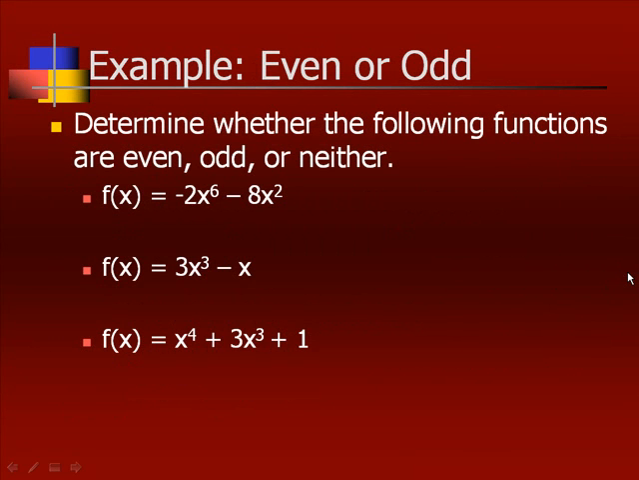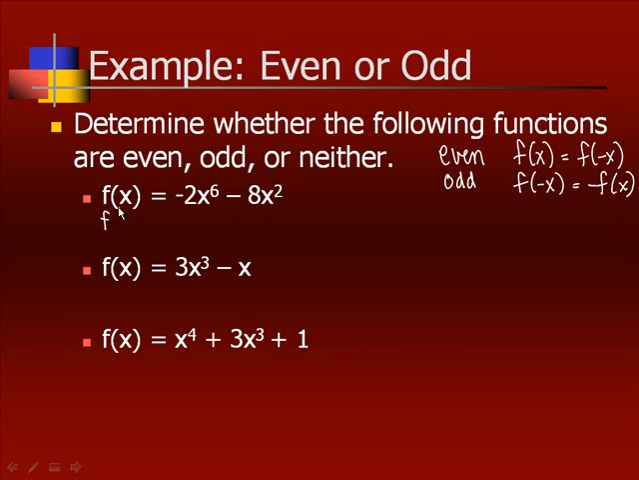Okay, think about it. Determine whether the following functions are even, odd, or neither. Now remember, even was symmetric with respect to the y-axis, which meant f of x is equal to f of negative x. An odd function meant that it was symmetric with respect to the origin, which meant f of negative x is equal to negative f of x. Now, can you tell by looking at it what's going to happen?